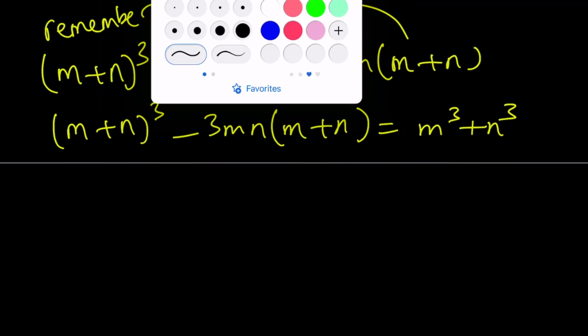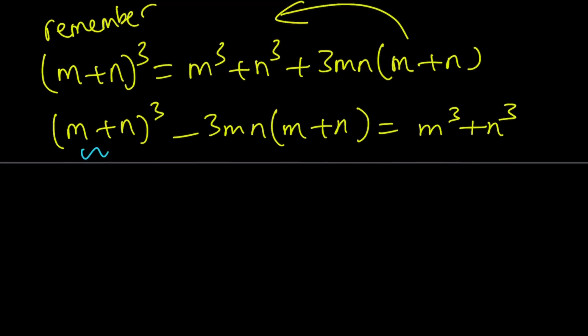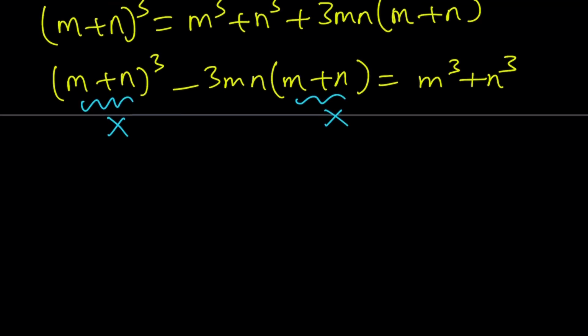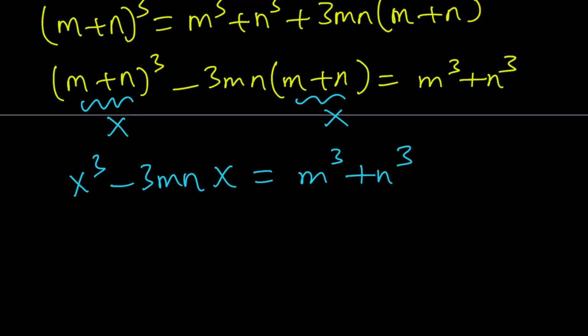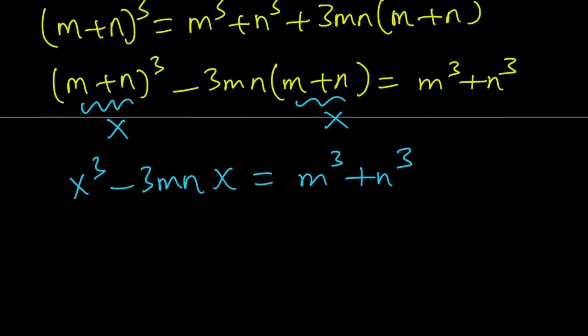So here we do this, this is really neat. We're going to replace m plus n with x. This is the trick for solving cubic equations. Not too hard, just experiment. So from here we get x cubed plus 3mnx equals m cubed plus n cubed. Now if you solve for x, that's what our goal is.